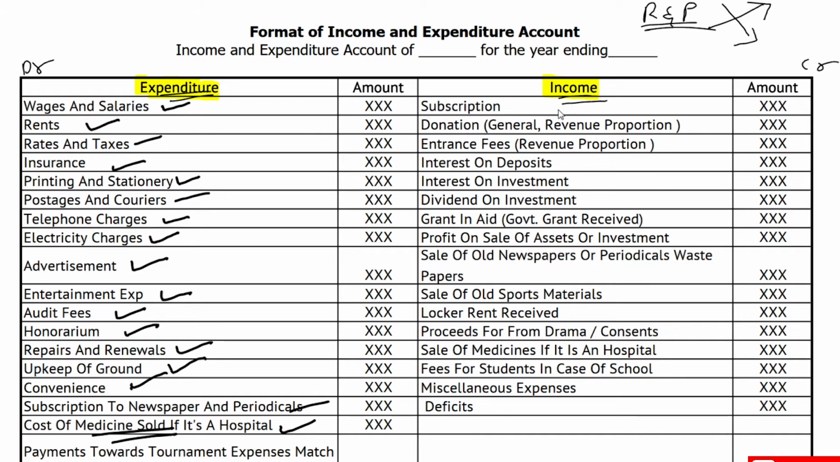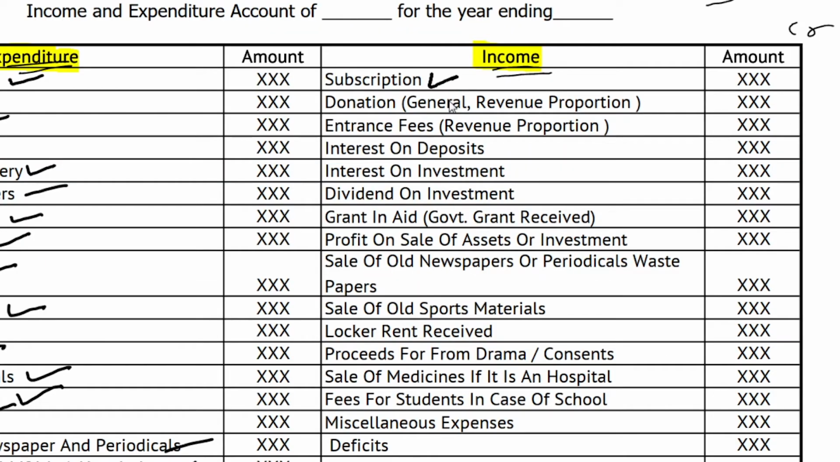Starting with the income side, subscription is the first thing. Under that heading you will record all the income from subscriptions. You are getting this much amount, so you will be recording it in income. Next is donation. Donation is something you receive from donors. Here we have two options. If they have not mentioned anything, that is general, and you'll enter it here. If they mention revenue proportion, like half of the donation should be capitalized, that means, as already mentioned in the features, only revenue in nature is recorded, not capital nature.